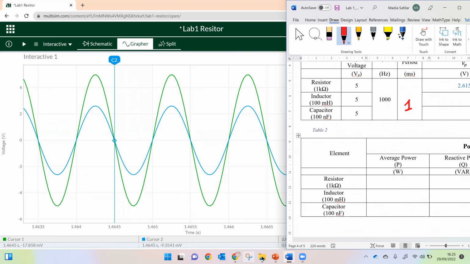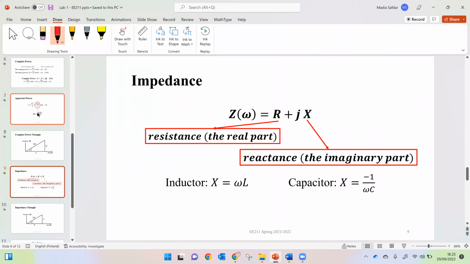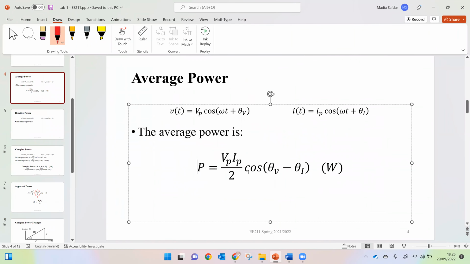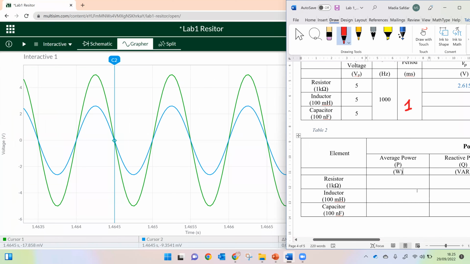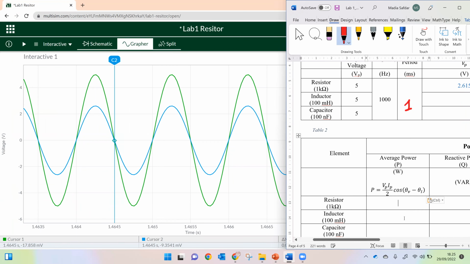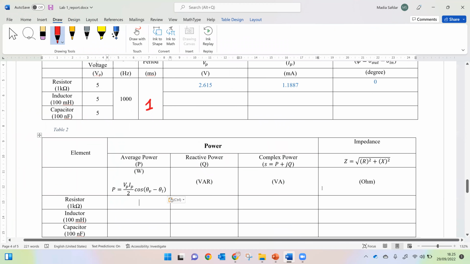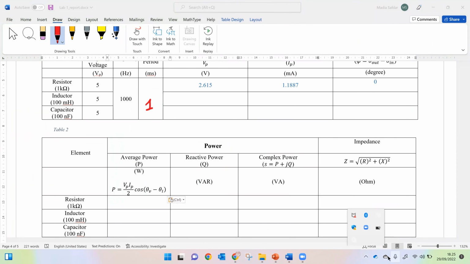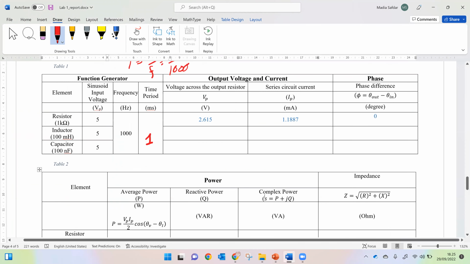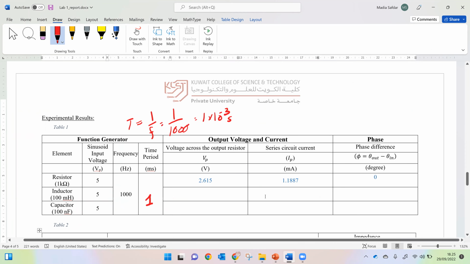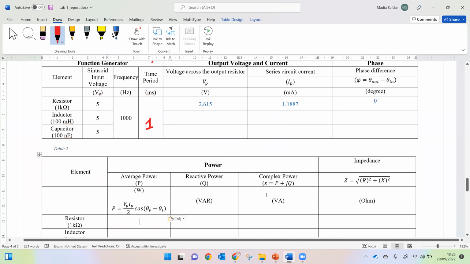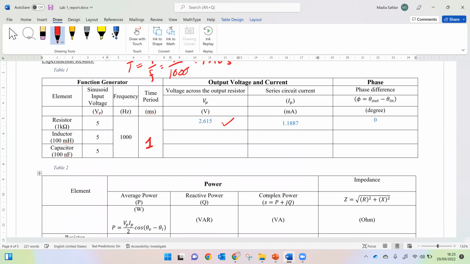Okay, for power I have formula here, real power. Okay, this formula. Okay, control C, and I will put it here. Okay, now take your calculator and put the values here. So I have formula Vp Ip divided by 2. So Vp is this, Ip is this.